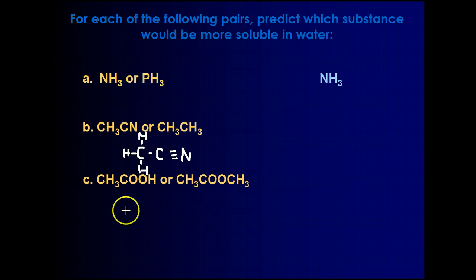Okay, so we have a symmetrical area on this side of the molecule. We have a very asymmetrical area on this side of the molecule, so this is a polar molecule, and that is more similar in structure to water than the 2 carbon groups that are single bonded with the 3 hydrogens attached to each one. So CH3CN is going to be a better choice for dissolving in water.